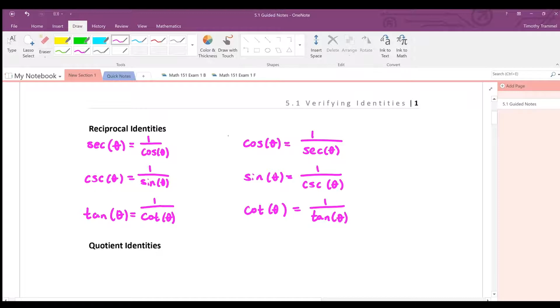Okay, now all these things that we're about to write down, why are they called identities? You might remember this from when we learned about our Pythagorean identities. These are all called identities because these equations that we're looking at are going to be true for all theta.